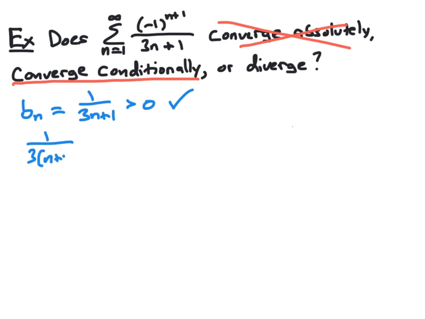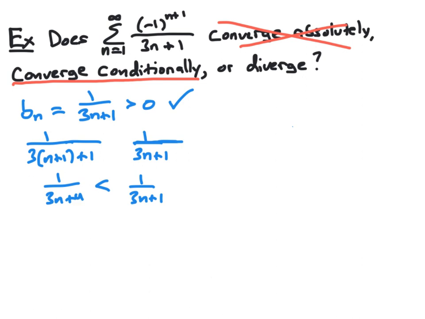and so we want to compare 1 over 3n plus 1 with the given term with n plus 1 substituted in. And of course, this will amount to 1 over 3n plus 4 and 1 over 3n plus 1. And certainly 3n plus 4 is larger, so the denominator there is larger, and so we have a smaller value. And so we have decreasing terms.